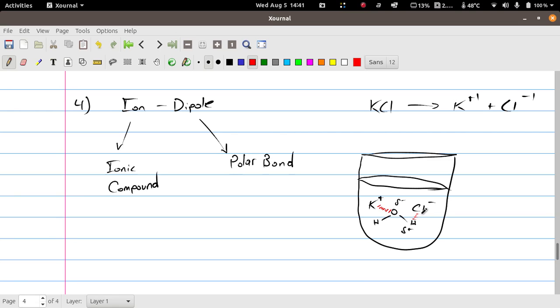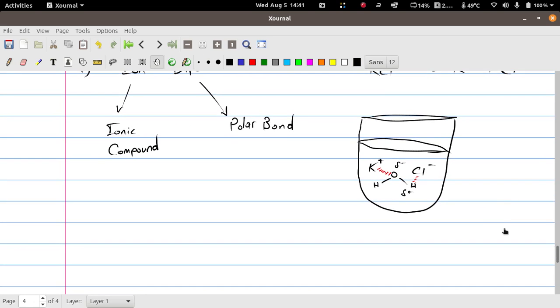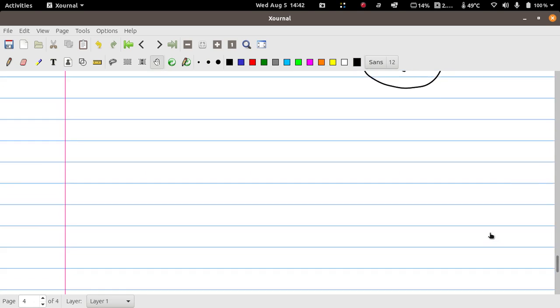So it makes it a little stronger than a hydrogen bond, but we're not really going to talk about it too much. I might just ask you what it is. Just know it's got an ionic compound and a polar bond. It doesn't have to be water. It could be whatever. But anyways, I'm going to leave this here. I'm going to write a few examples down for you.